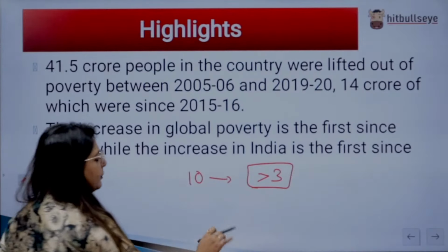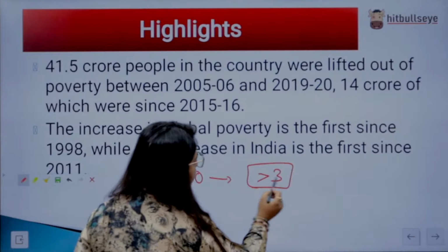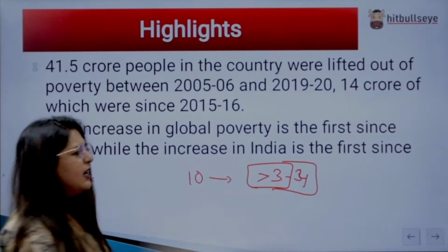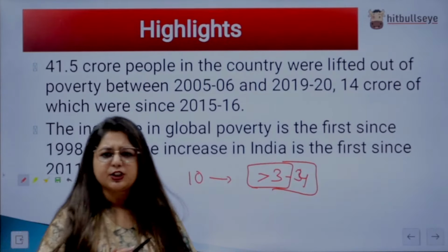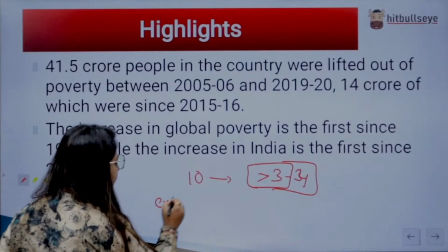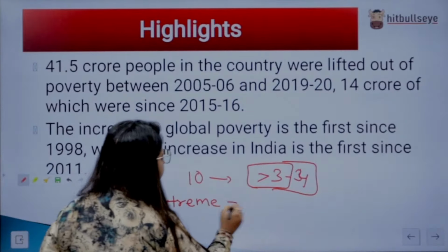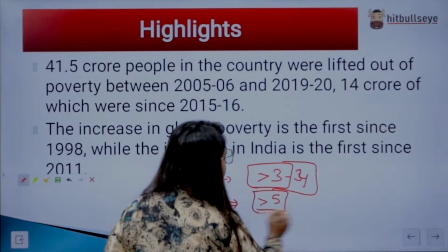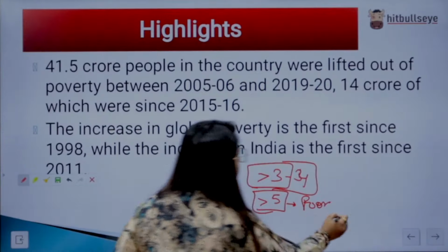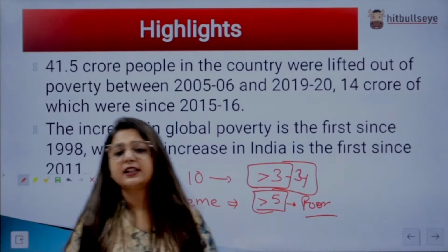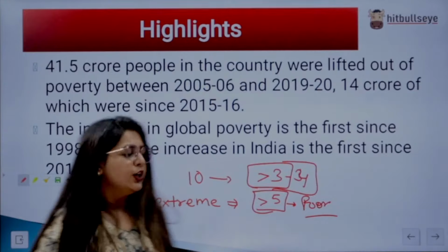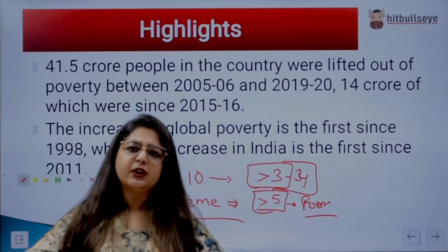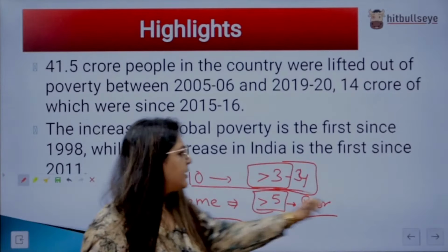So if you are underperforming in 3 to 4 indicators, then you are considered as multidimensionally poor. But you will come in the extreme category if your performance out of 10 is poor in more than 5 indicators, right? If you are underperforming in more than 5 indicators, you will be considered as extremely multidimensionally poor. However, if it is ranging between 3 to 5, then you are multidimensionally poor.